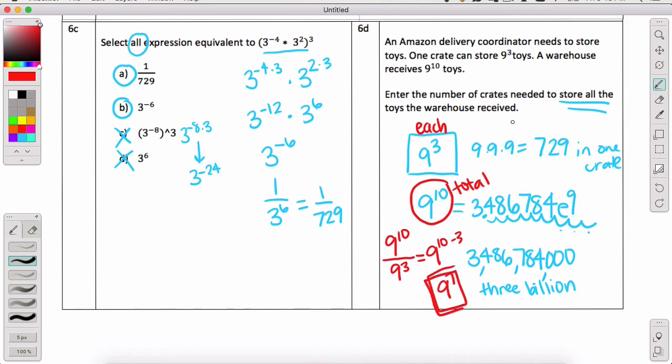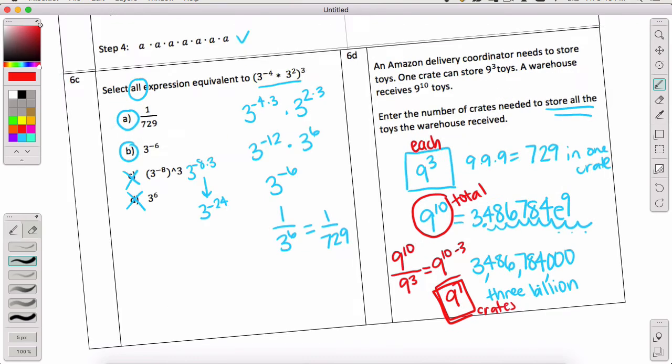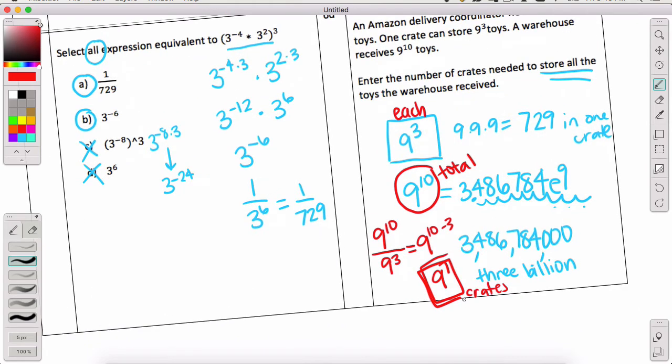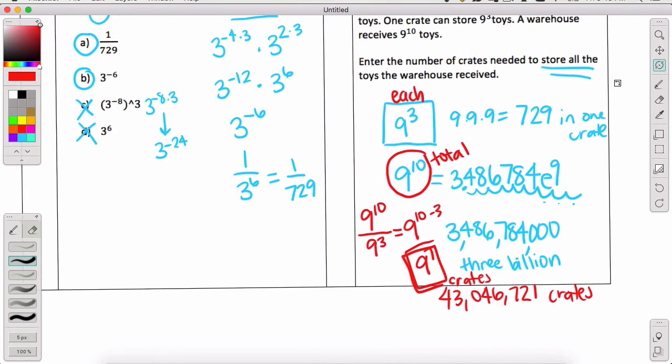So when they ask me number of crates, I need that many crates. And we don't need to do this, but just to get you an idea of how many crates that is, 9 to the 7th, 9 times 1, 2, 3, 4, 5, 6, 7. What I'm counting there is as I multiply by 9. So that would be 43,046,721 crates. So hopefully that never happens to a toy company or a toy warehouse. That would be awful. So there you go.